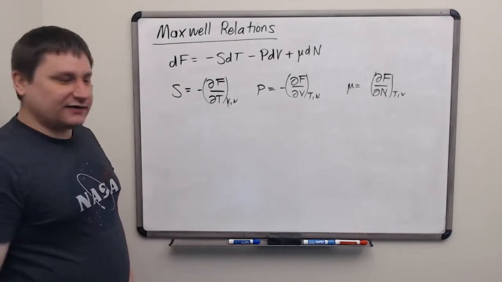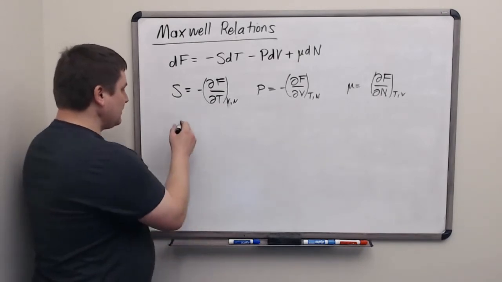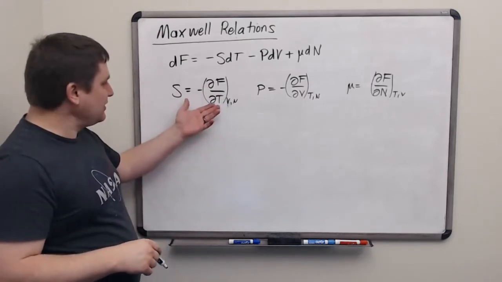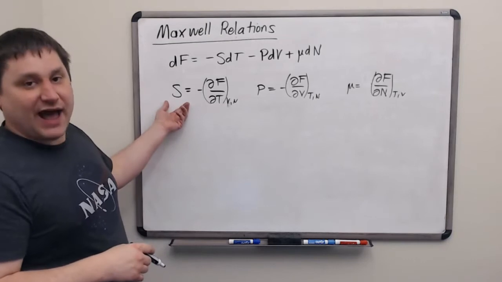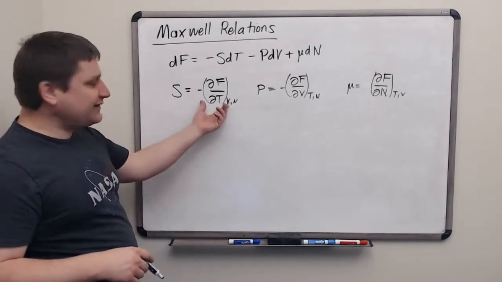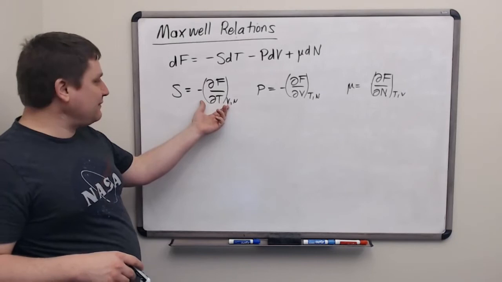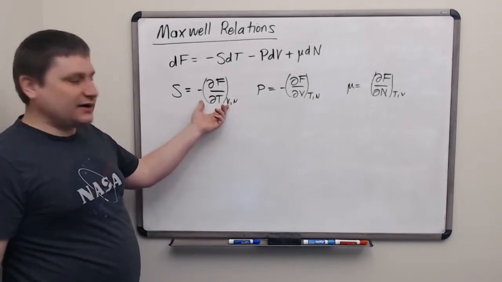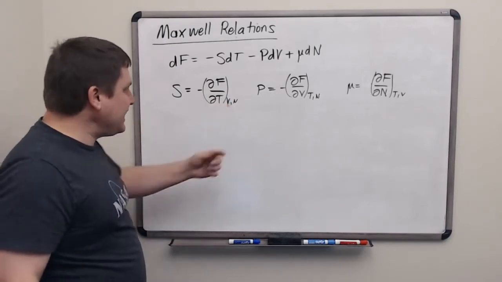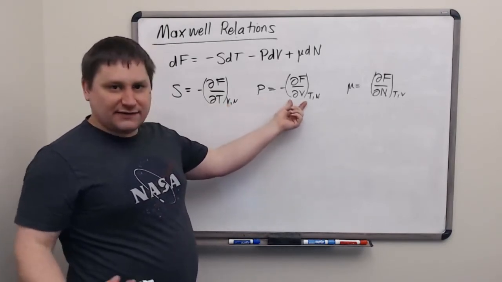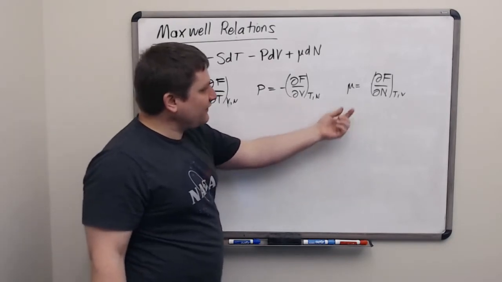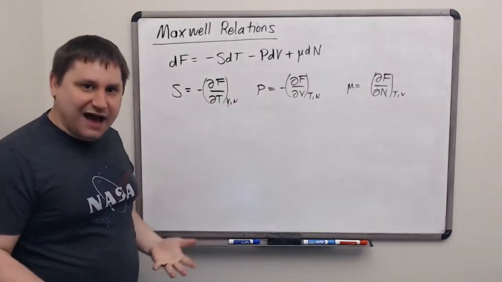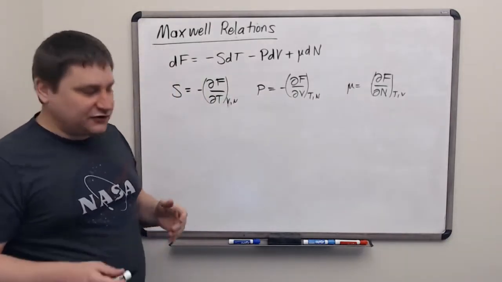But what happens when we start taking second derivatives? If we take a derivative of S, entropy, with respect to temperature, we get a second derivative of the Helmholtz free energy with respect to temperature, which is fine. We can't really say anything interesting about that, though. It's just some second derivative. If we take the derivative of P with respect to volume, same thing happens. If we take the derivative of mu with respect to N, the same thing happens. We just get these concavity or curvature values for the F function.